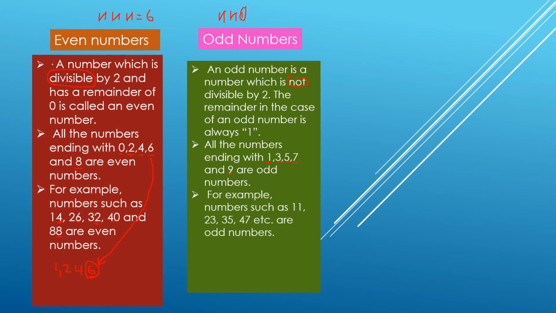For example, numbers such as 11 here is ending with a 1, which is here. Numbers such as 23, look at the ending 3 here. It's ending with a 3, so it's an odd number. So I just come and look at the ending of the number. It's a 5, so we have an odd number there. This is ending with a 7, so I have an odd number there.